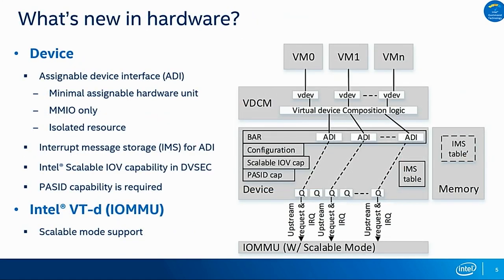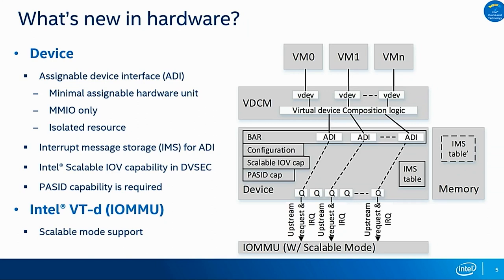Okay, let's see what's new in hardware. The first one is on the platform side: Intel VT-d introduced a new scalable mode to support the PASID granular DMA isolation capability. On the device side, we can see in the diagram that a typical virtual device is composed of a virtual configuration space, virtual BARs, and also virtual interrupts.